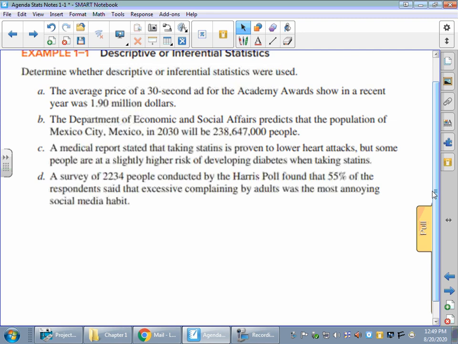A, the average price of a 30-second ad for the Academy Awards show in a recent year was $1.9 million. If we remember that descriptive describes what we know and inferential makes an inference or a prediction, since it says in a recent year, it's already happened, so this has to be descriptive. B, the Department of Economic and Social Affairs predicts that the population of Mexico City, Mexico in 2030 will be 238 million people. Well, there's a big keyword in here. If they are predicting, that's a big inferential.